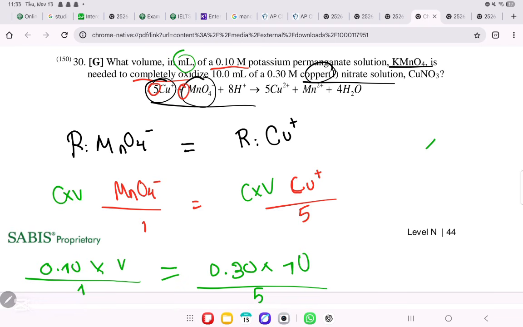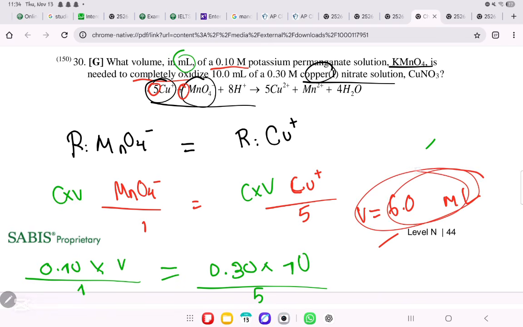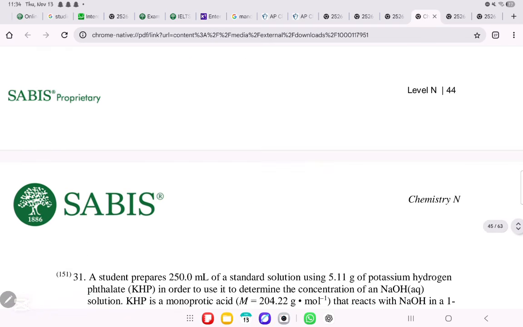You will get your answer to be, my volume V is going to be equal to 6.0 milliliters. Don't forget to choose it to the correct significant figures.